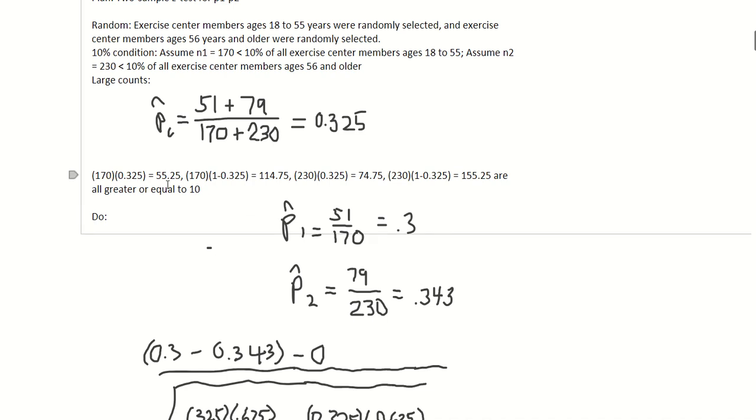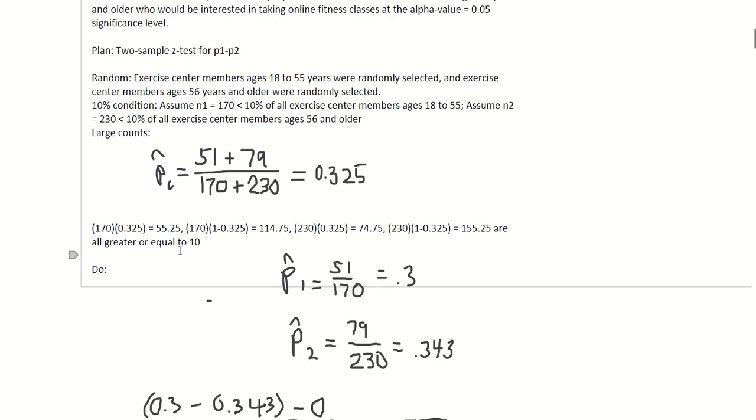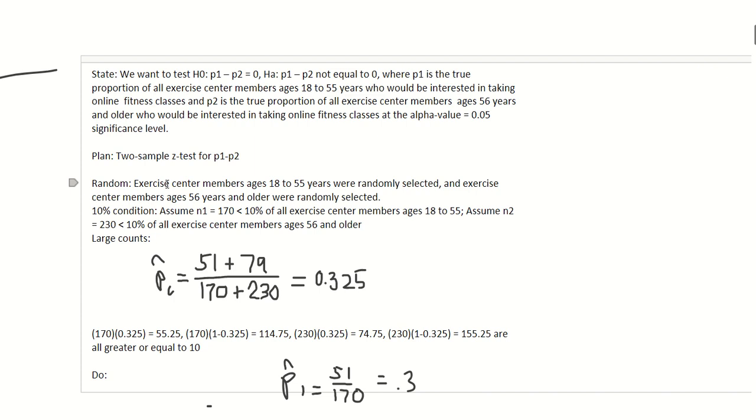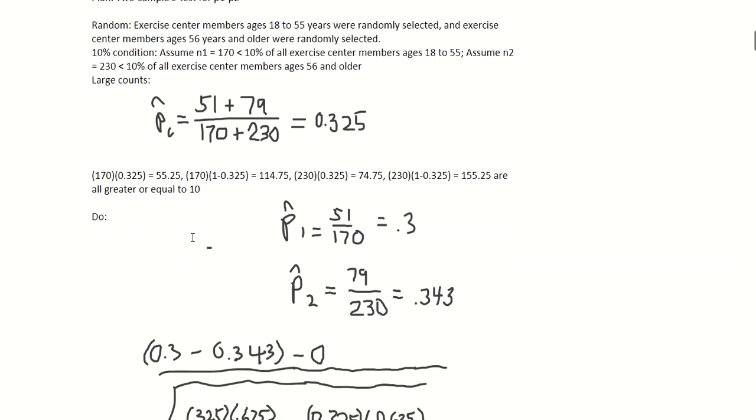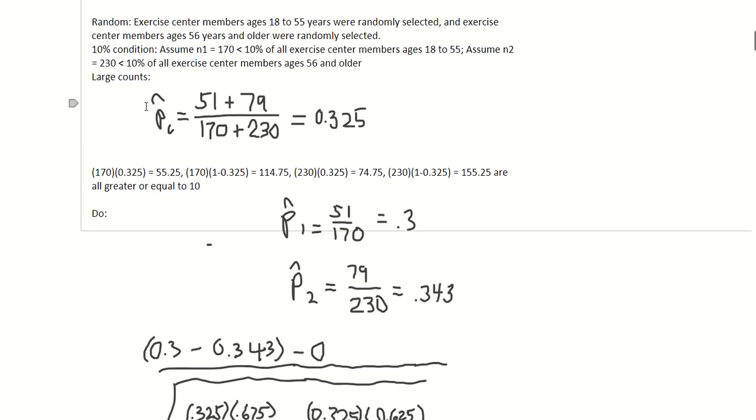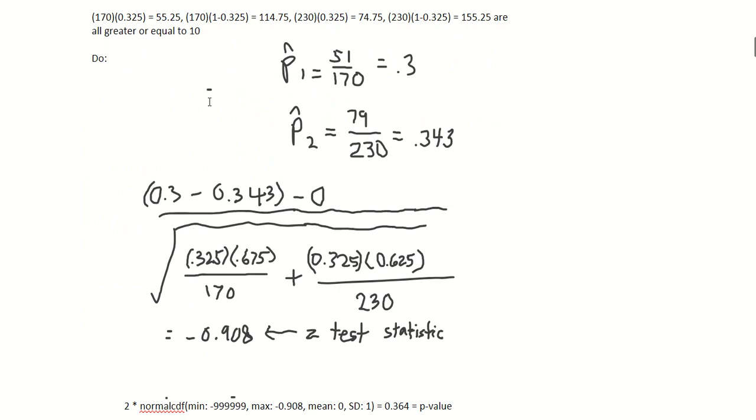So we can see that the four values that we calculated here are all greater than or equal to 10. In other words, the number of successes and failures are at least 10. And because they are all at least 10, we can say that the large counts condition is met, and that basically the sampling distributions are all approximately normal. Since we met all these conditions, we can move on and actually do the test.